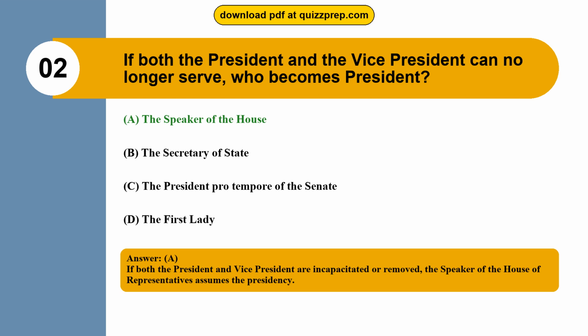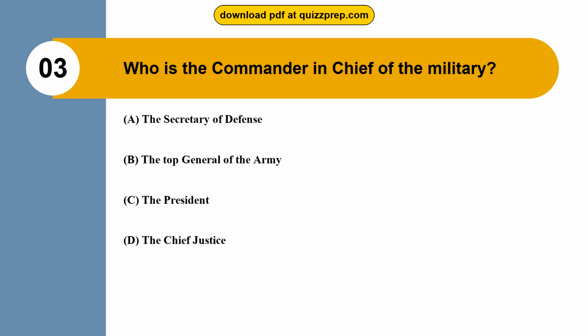If both the President and Vice President are incapacitated or removed, the Speaker of the House of Representatives assumes the presidency. Question 3. Who is the Commander-in-Chief of the military? Option A, the Secretary of Defense. Option B, the Top General of the Army. Option C, the President. Option D, the Chief Justice. The correct answer is option C, the President.